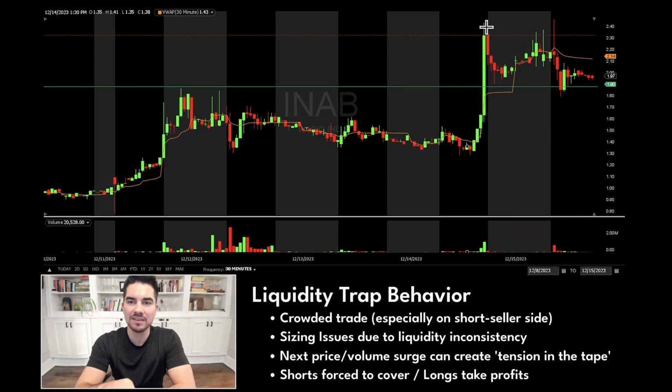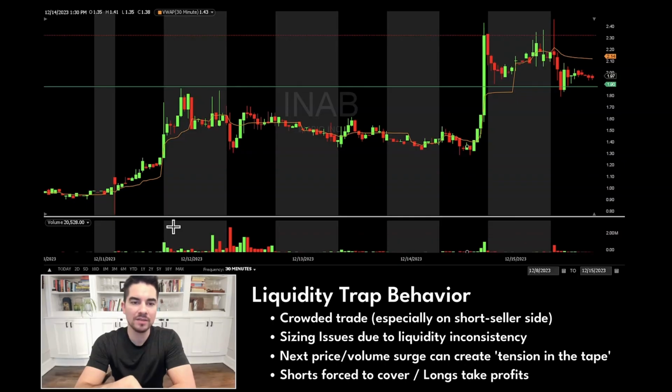And then you might have 1 million shares or 2 million shares come in, and that is the cover. And so that's kind of when most of the time liquidity traps will end, is when you have that short cover, that squeeze happen. That was the volume. That was the reason why it spiked. And so after that cover comes in and you see that volume drop off again, that's usually a sign that that liquidity trap has played out.